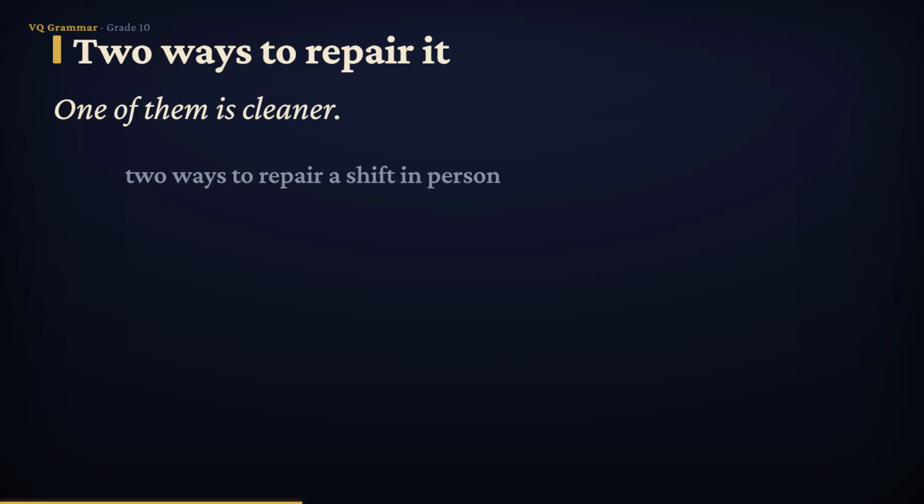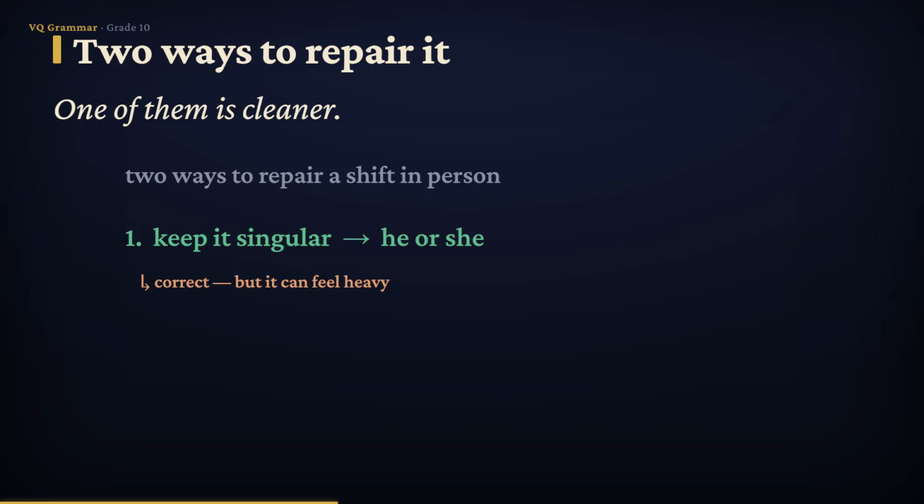The first way is to leave the antecedent singular and reach for a third person pronoun. He or she, or his or her. When a hiker reaches the top, he or she sees the whole valley. That is perfectly correct, but say it aloud 2 or 3 times and you'll notice it starts to feel heavy.